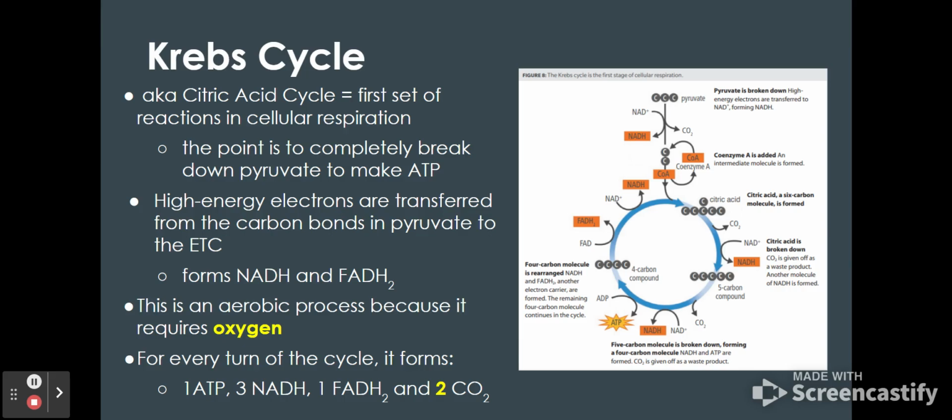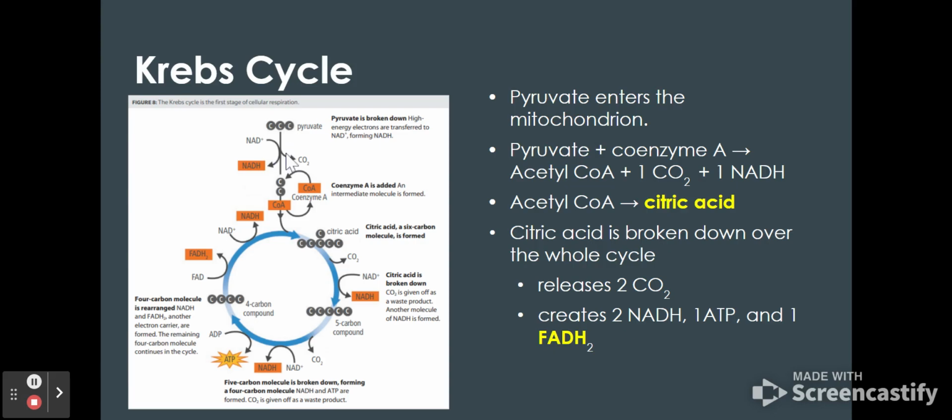and 2 CO2. So if you look at it this way, okay, we start with pyruvate entering the mitochondria, okay? Pyruvate combines with something called coenzyme A to make acetyl-CoA. In the process, we make 1 CO2 and 1 NADH, which is right here, okay? We use the bonds of breaking pyruvate to make NADH and a CO2, and then we combine it with coenzyme A to make acetyl-CoA. Okay, then we basically turn acetyl-CoA into citric acid.